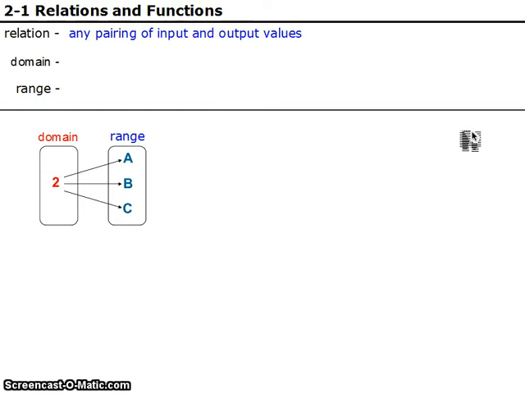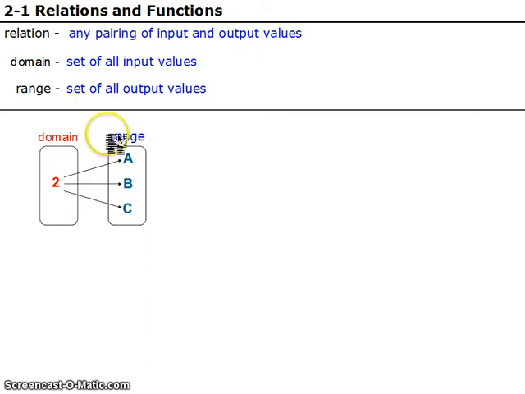So a relation is just any pairing of input and output values. Okay, so anytime you have inputs on the left, outputs on the right, and you pair them up, that's a relation. We're going to talk about more special types of relations in a second. The domain is the set of all inputs. So whatever is on the input side, we call that the domain. And then consequently, the range is the set of all output values. So whenever you input the domain, the range is what you get out of that, whatever the relation says.